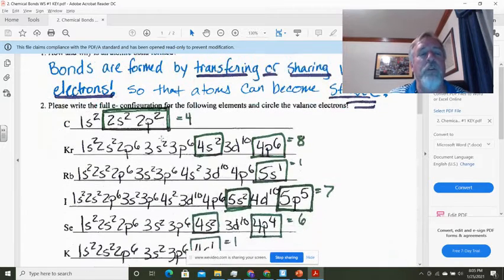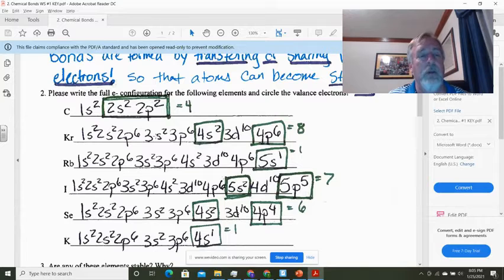Then we went into problem number 2. We did several of these in class. We want to write down our full electron configuration, and then circle the valence electrons. Remember, to find the valence electrons, just find the highest energy level, and then circle everything in that energy level. So for carbon, energy level 2 is our highest. Let's put our circle around the 2s2 and the 2p2 and count their electrons. That's the number up at the top, the 2 and the 2, which adds up to 4.